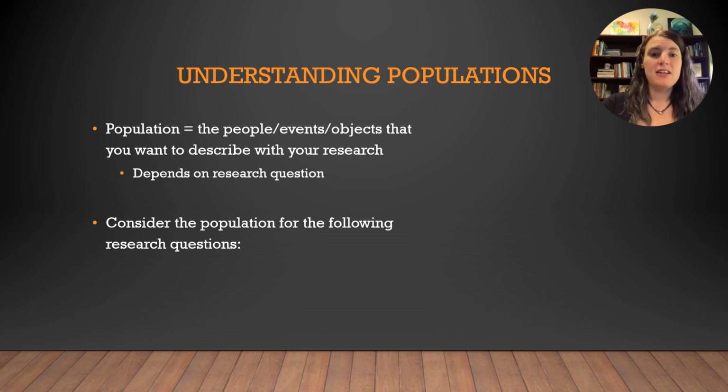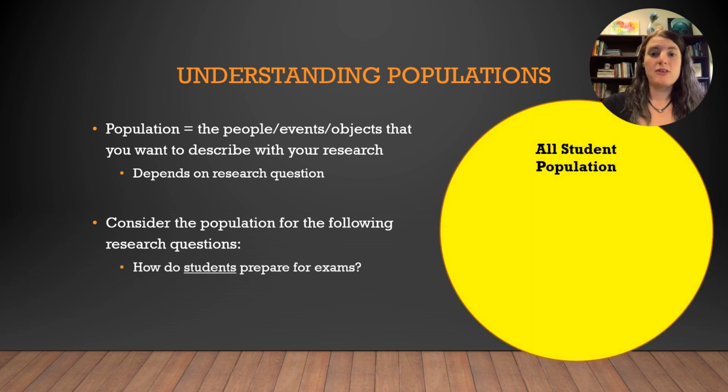For example, let's take a look at a quick example. If I ask the research question, how do students prepare for exams, then I'm establishing a population that contains all students, no matter their age. So my research question suggests that my population would include K-12 students, junior college students, bachelor and post-bachelor degree seeking students, and even vocational and homeschool students.